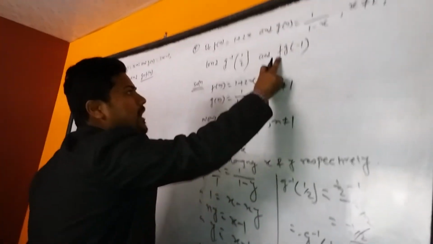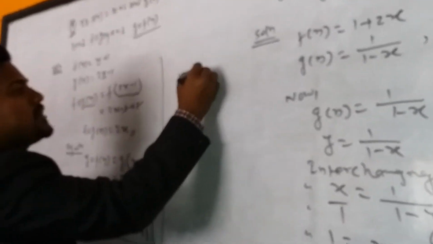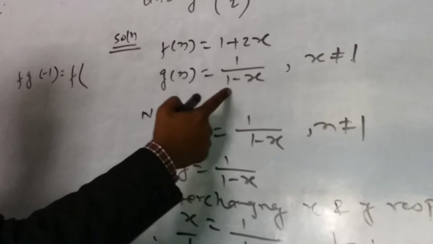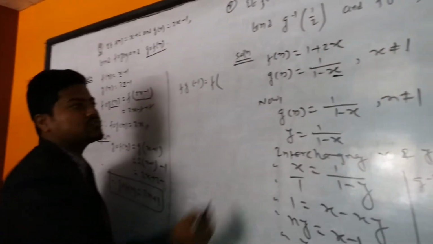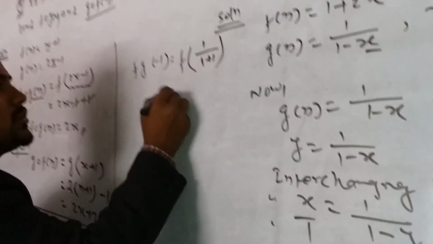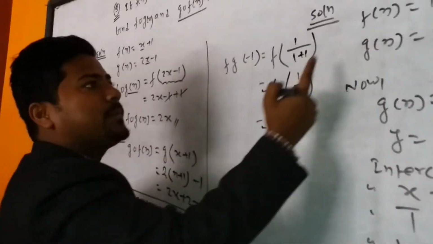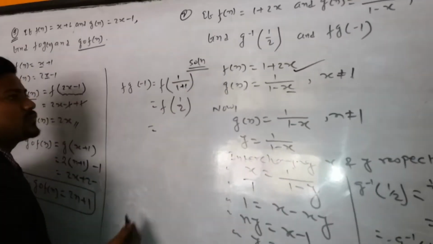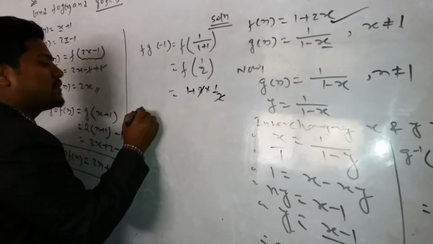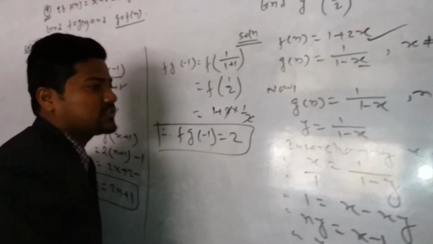The next question is what? We have to find f g of minus 1. So now f here, g of minus 1. Where is the g? g is here. In the place of x, what to put? Minus 1. So 1 upon 1, in the place of x minus 1 is plus 1. So f, what will come? 1 by 2. So this is f of 1 by 2. Where is f? f is here. In the place of x, what to put? 1 by 2. It's 1 plus 2 into 1 by 2. This cancels. 1 plus 1, what will come? 2. f g of minus 1 is equal to 2. This is our next answer.